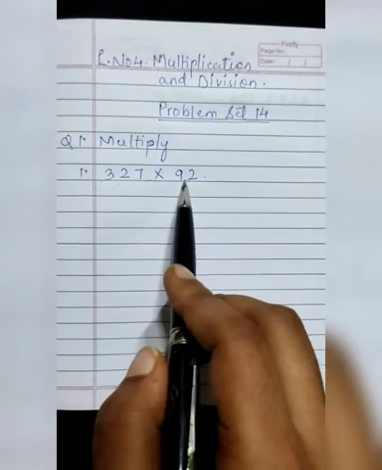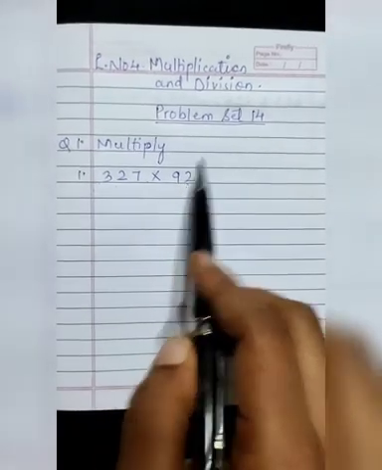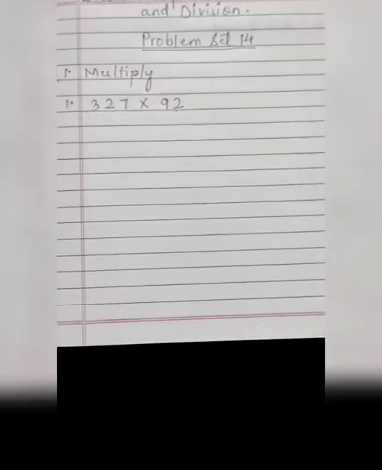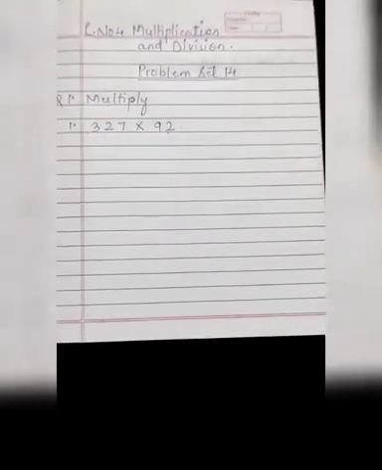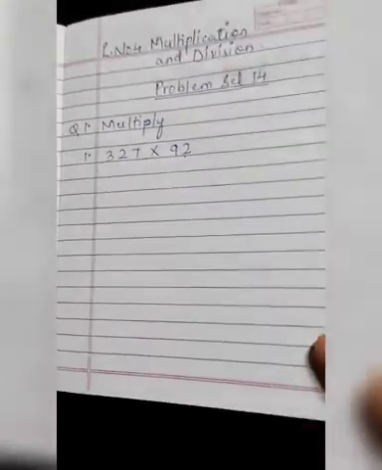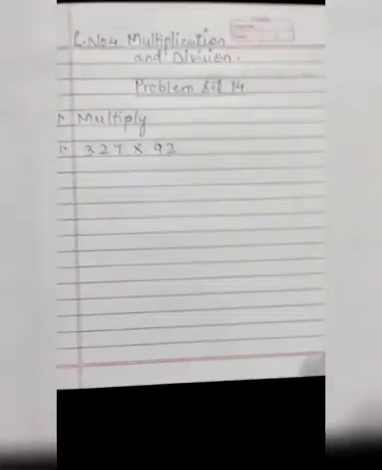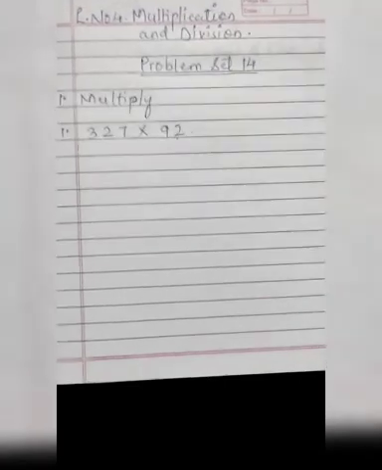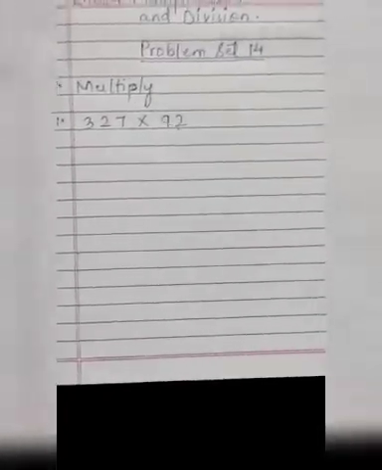327 multiplied by 92. Now students, remember that you have to solve one sum on one page. Okay, you have to write in very neat and tidy handwriting. It should look neat. So solve one sum on one page. So let's start with our sum.